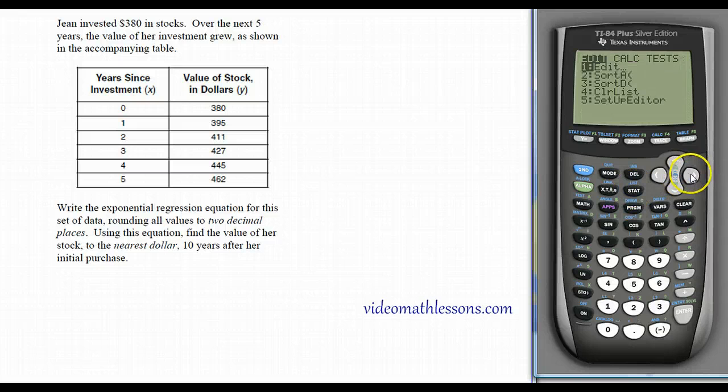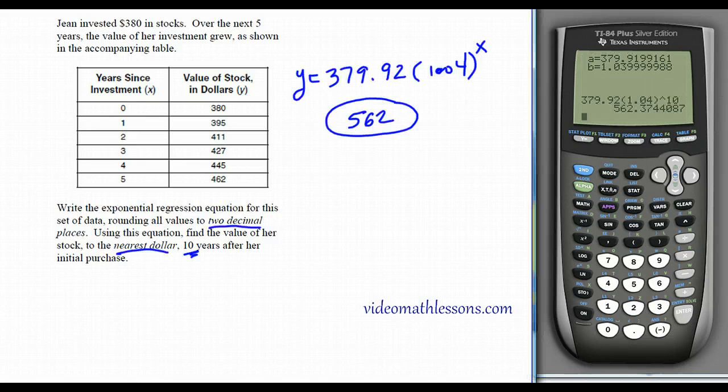Stat, calc, exp reg, L1, L2. If you actually don't type in L1, L2, it uses L1, L2 automatically. It doesn't really matter. Those are your values. Read it, round it, try it out. So here's my equation to 2 decimal places. And then I punch in the value of 10 for x, and I get 562.